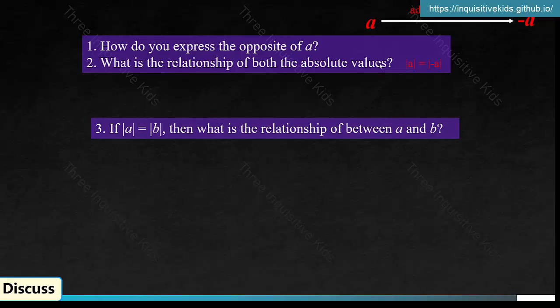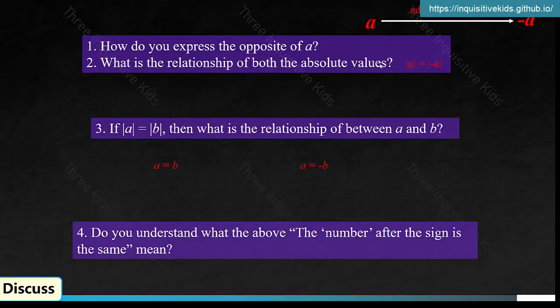If the absolute value of a is equal to the absolute value of b, then what is the relationship between a and b? The relationship is that a has to be equal to b, or a has to be equal to negative b. Do you understand the above? The number after the sign is the same.